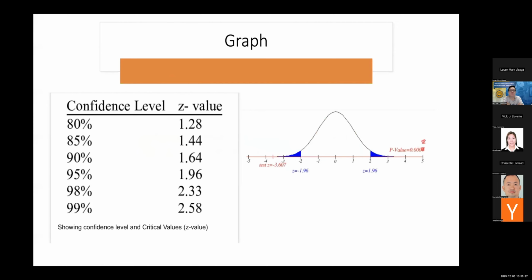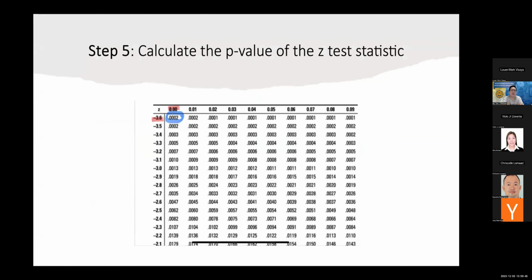Yes, Doc, I have a question po with regards to the Z-table. Since the Z value that we computed is 3.607, I'm just wondering, Doc, whether it's better for us to round up or round down with regards to the value of Z, and what is the rationale? Up to 4 decimal points usually.